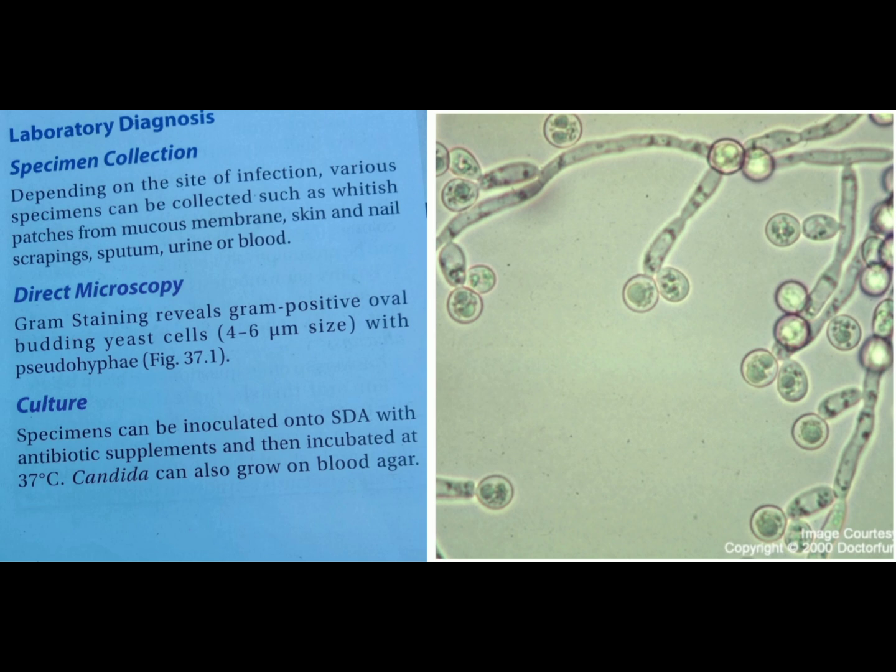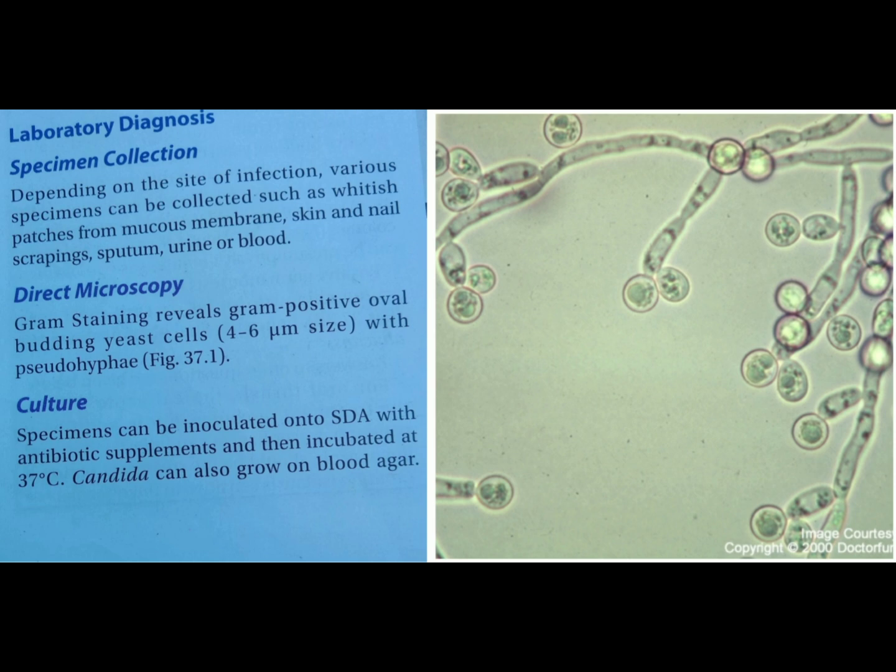Let's discuss laboratory diagnosis. Specimen collection: depending on the site of infection, various specimens can be collected such as whitish patches from mucous membrane, skin and nail scrapings, sputum, urine, or blood. Direct microscopy: Gram staining reveals gram-positive oval budding yeast cells, 4 to 6 micrometers in size, with pseudohyphae.